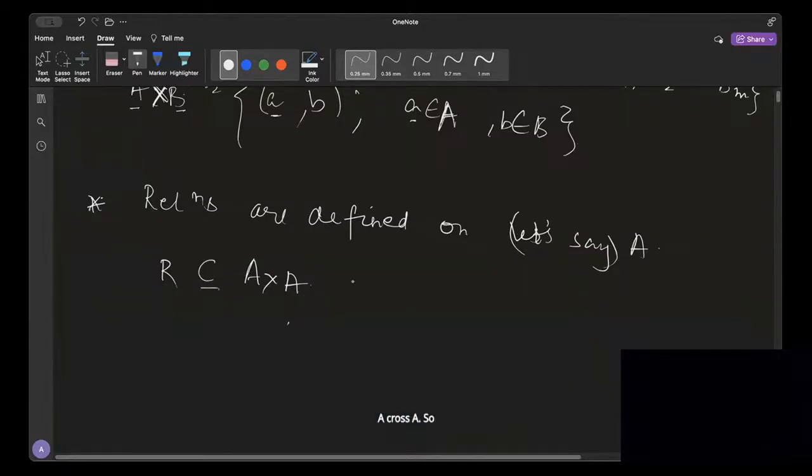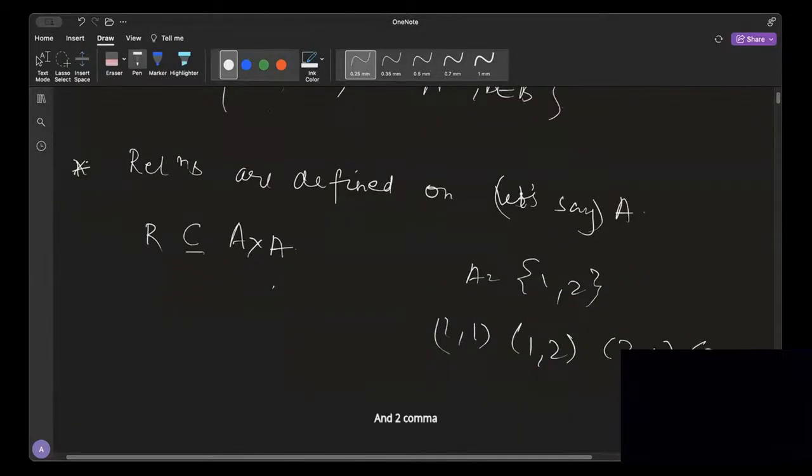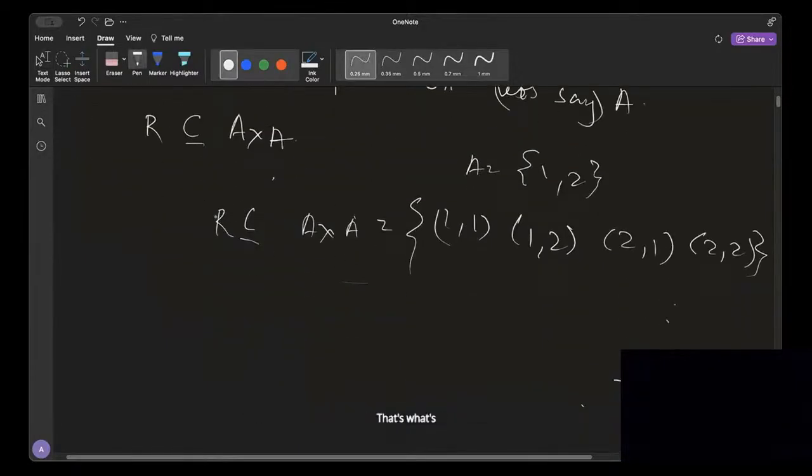So let's say your set A is 1, 2. Then A cross A is (1, 1), (1, 2), (2, 1), and (2, 2), right? That's it. So this is your A cross A. Then every relation on A is going to be a subset of this entire set A cross A. That's the first thing. And what is a relation? It's basically taking one element from A and the other element from A as well. That's the idea of a relation.